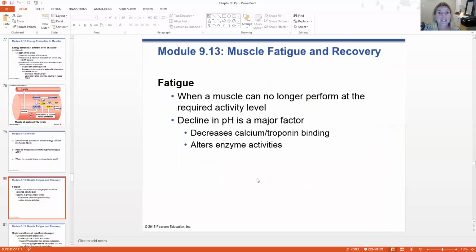Let's talk about fatigue. That's the next step. So our muscles are just going to keep working harder and harder and harder, and lactic acid is going to continue to build up, and that is when we reach the point of fatigue, when a muscle can no longer perform the activity that we want. And the major factor here is that decrease in pH. When the pH levels go down, it's going to decrease the ability for calcium to bind, and it's going to alter all of our enzyme activity. So the ATPase can't work on the myosin head, it can't be detached, it can't be recharged, etc.